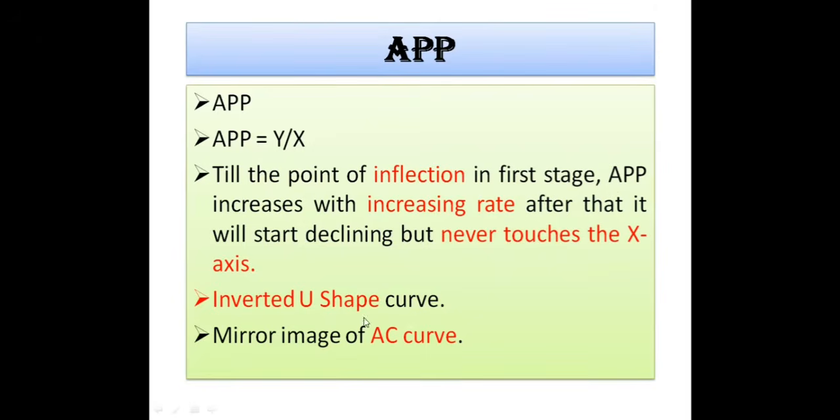So what is the shape of APP curve? It is an inverted U-shaped curve, and it is a mirror image of AC curve. AC means average cost curve. Always remember, all the product curves are the mirror image of the cost curves. Like TPP we have studied, that is the mirror image of TC curve, total cost curve. Here APP is the mirror image of AC curve, that is average cost curve.